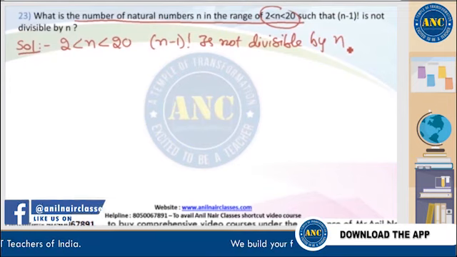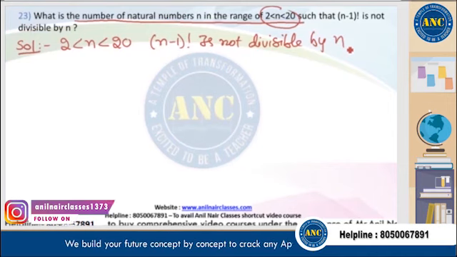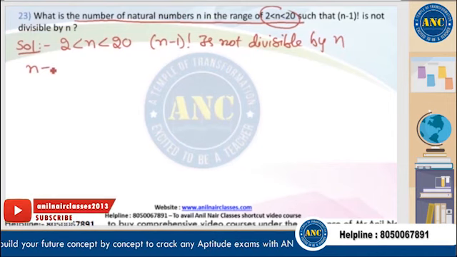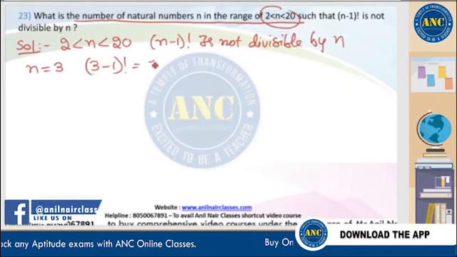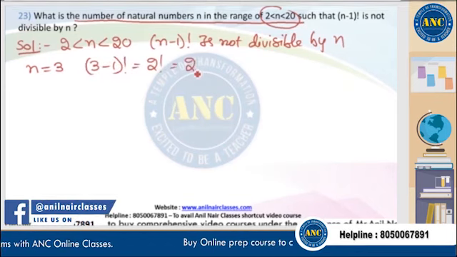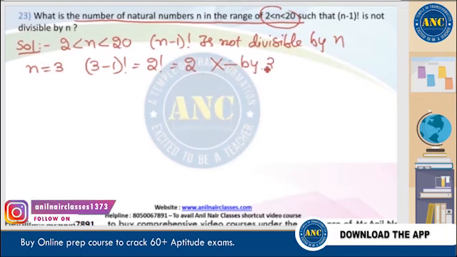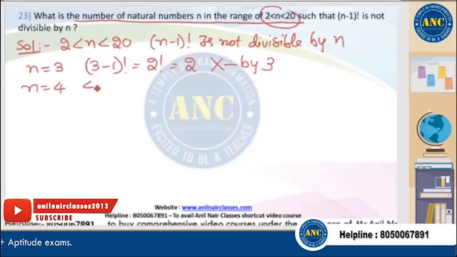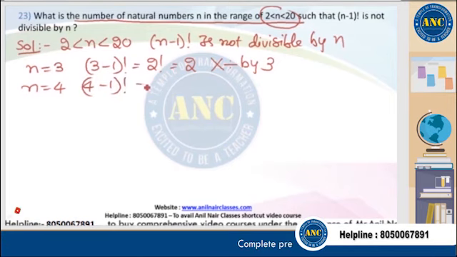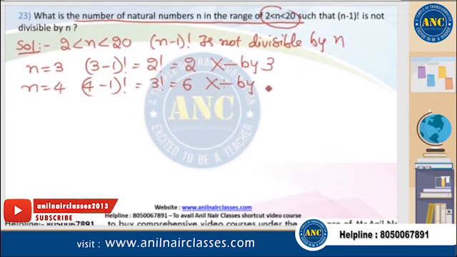The best way to solve this question is to take some initial values of n and try to find a pattern. Suppose I take n value as 3. 3 minus 1 factorial is 2 factorial, which is 2. 2 is not divisible by 3. So 3 should come. Next one, n value 4. 4 minus 1 factorial is 3 factorial, which is 6. 6 is not divisible by 4. 4 will come.